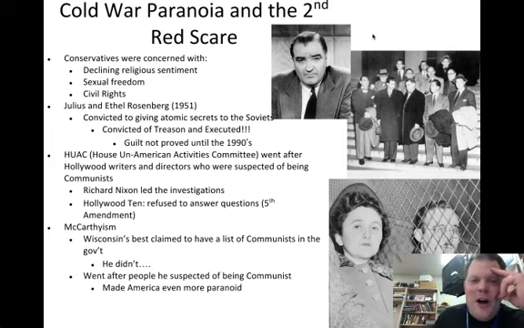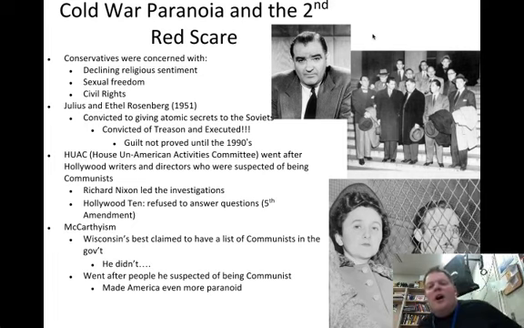Almost done here. During the Cold War, in the 50s, we have our second Red Scare, led by Wisconsin's best and brightest senator, Joseph McCarthy. Basically, during the 50s here, we have people freaking out once again that there's communists everywhere. We see the Rosenbergs accused of giving atomic secrets to the Soviets. They're convicted of treason and executed. And it's found out in the 90s that they were indeed guilty.